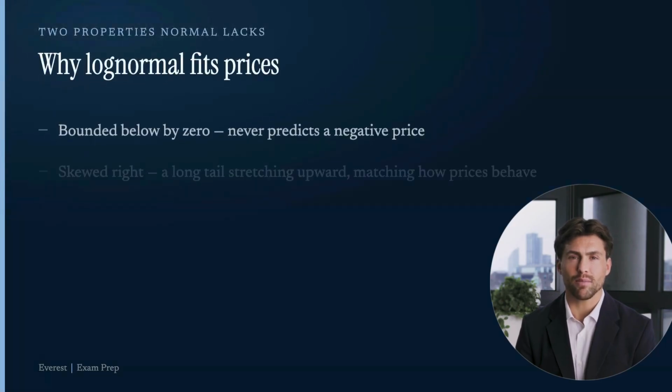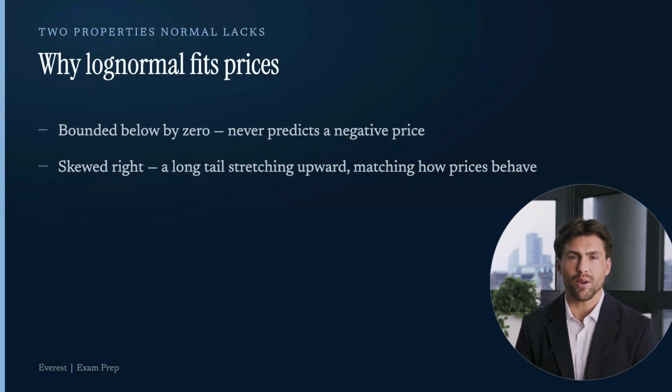Why does this matter for prices specifically? A log normal distribution has two properties a normal distribution doesn't. It's bounded below by 0, so it can never predict a negative price. And it's skewed to the right with a long tail stretching upward. That matches how prices actually behave, since a price can rise without limit but can only fall to 0.